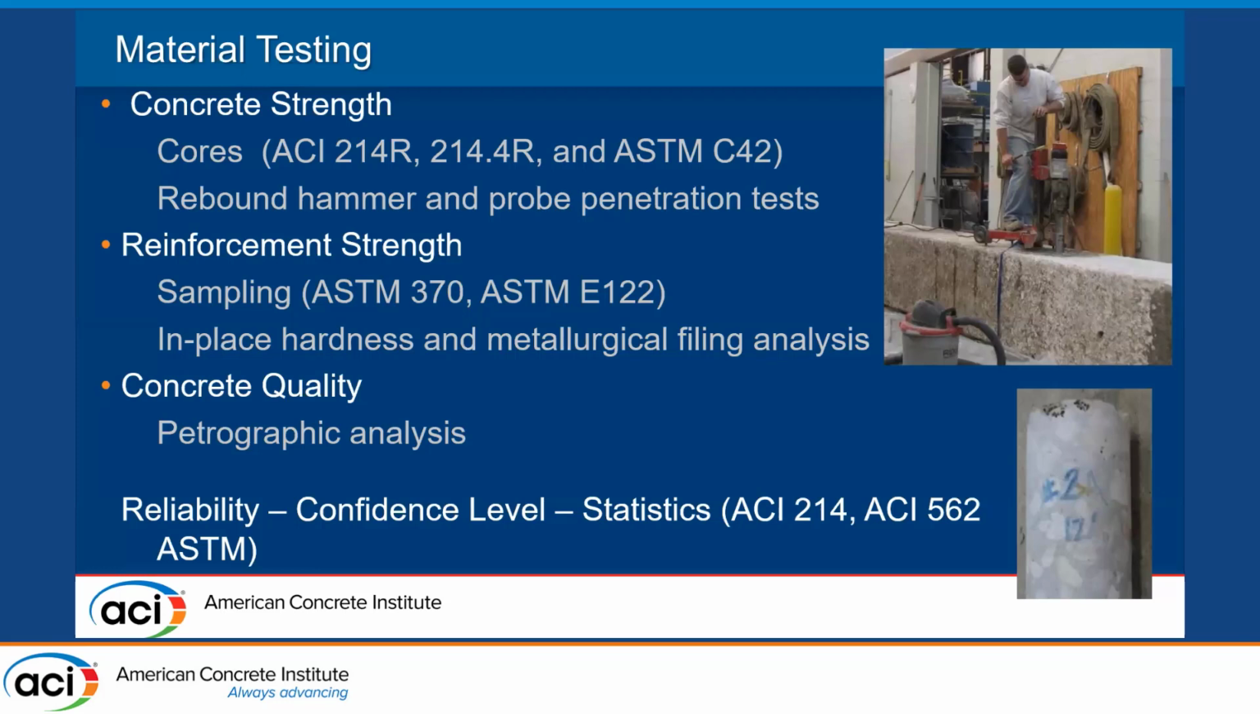Concrete quality, obviously petrographic analysis. So you take cores and some will go to the lab to see what's going on. And like I said, a lot of this is going to have reliability, things like confidence limit statistics. Well, ACI 214 is good for that. So is ACI 562. Even though you may not be using the code as a code, it is a tremendous, state-of-the-art document for telling you applied practice.